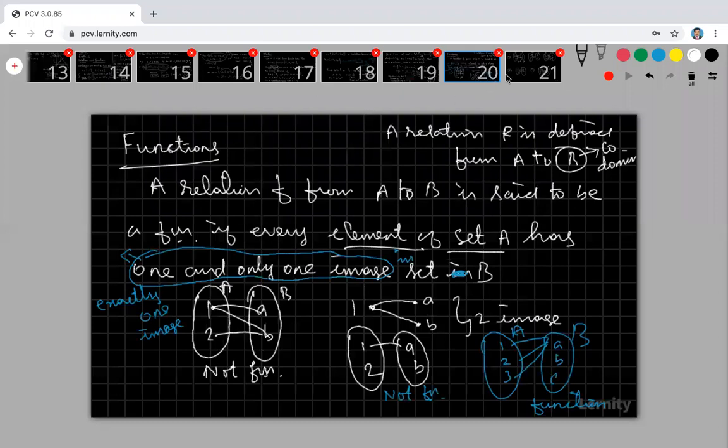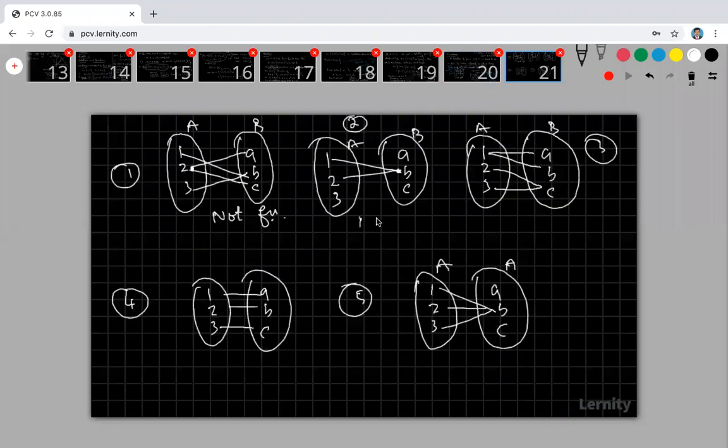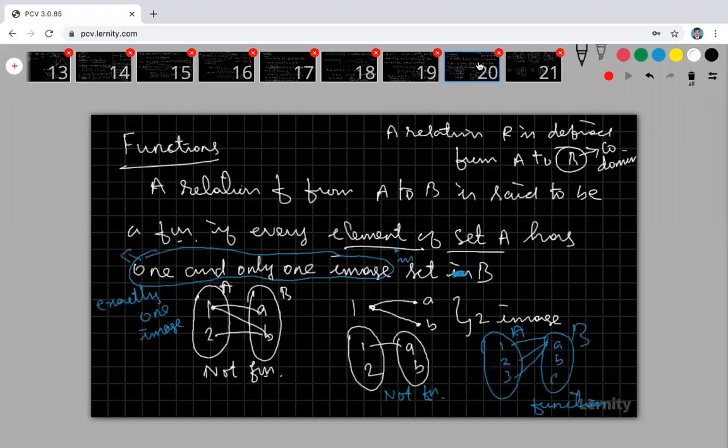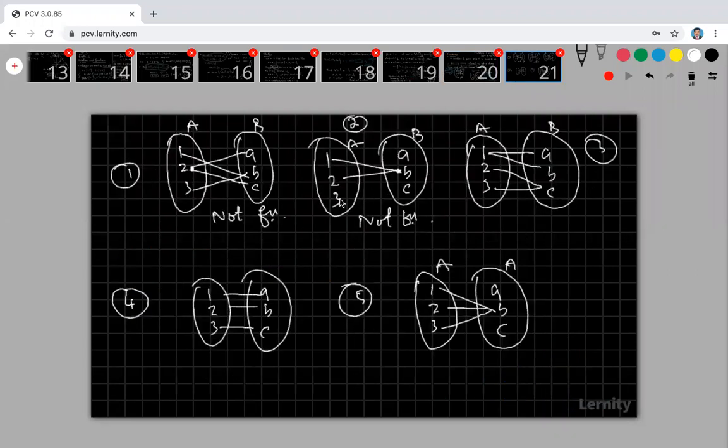Well, please see that. My second one is also not a function. Why? Look at that three. The three doesn't have any image. But look at the definition: every element having exactly one image. So at least one element having no image, then this is not a function. That means if an element has more than one image, not a function. No image, not a function. Exactly one image, that is a function. Okay.